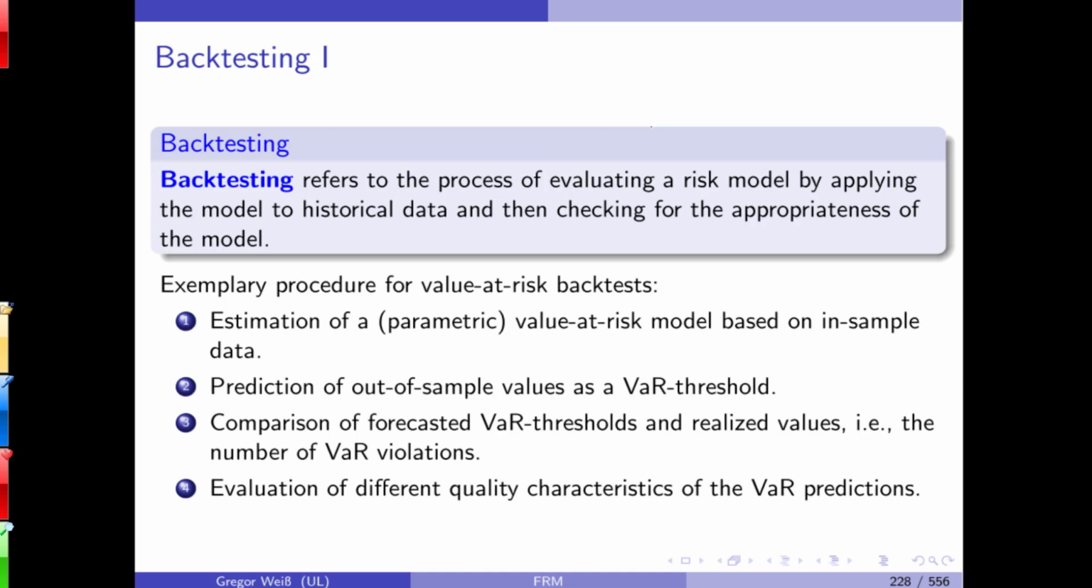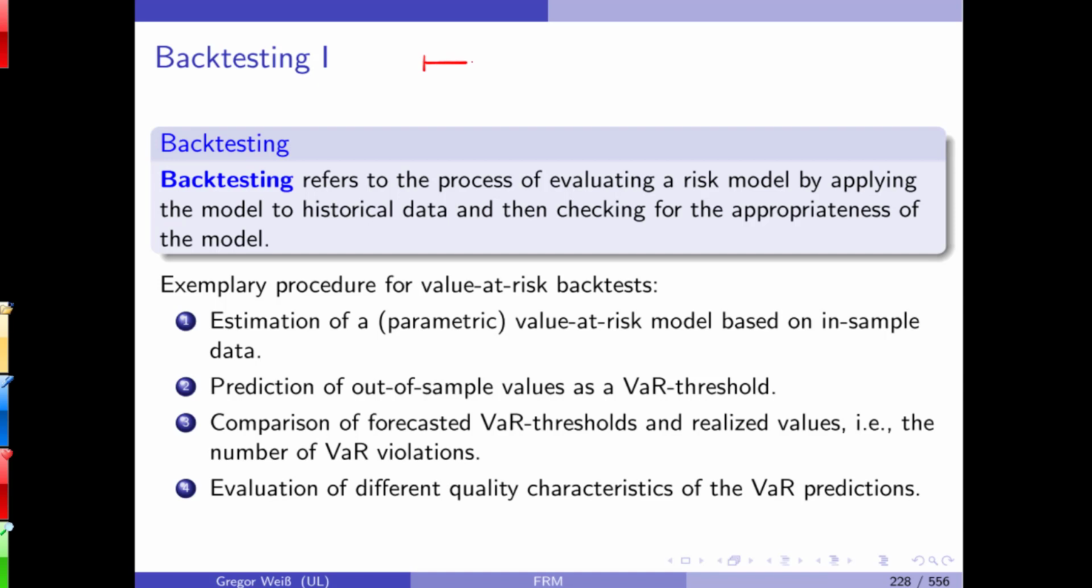Now, the usual exemplary steps of such a value at risk backtest would be: you estimate a parametric or non-parametric risk model with which you estimate the value at risk based on an in-sample. You then predict out-of-sample values as a VAR threshold. You compare those forecasted VAR values with the realized values. You check those differences, and based on those differences between the actual losses and your value at risk out-of-sample forecast, you can assess the accuracy of your model.